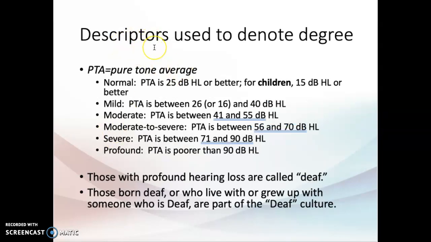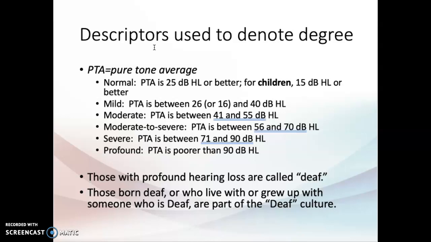So one of the descriptors that we use to talk about how much hearing loss somebody has is what we call the pure tone average. The pure tone average is usually an average of the thresholds, or the X's and O's on the audiogram, at 500, 1000, and 2000 hertz for the most part. Those are the 3 frequencies that we use. So if you look under normal, pure tone average is 25 dBHL or better for adults. For children, it's 15 dBHL or better.